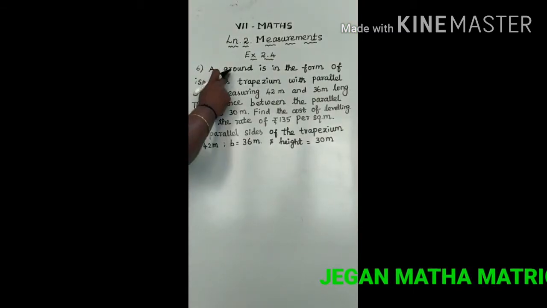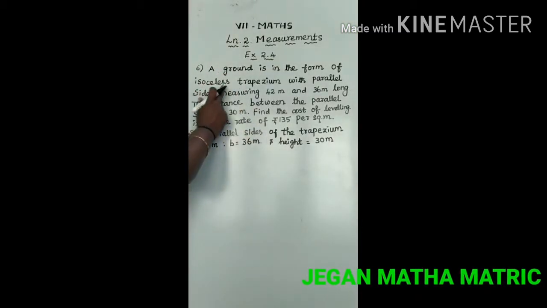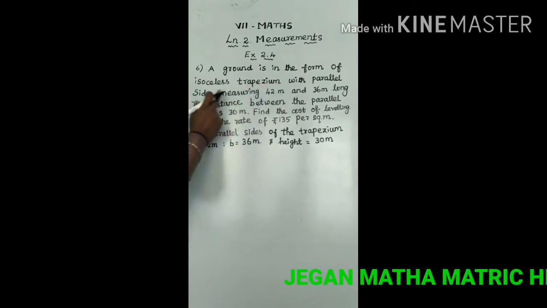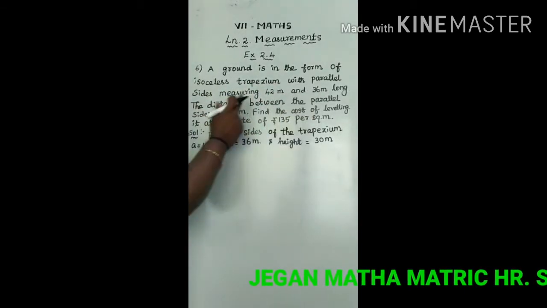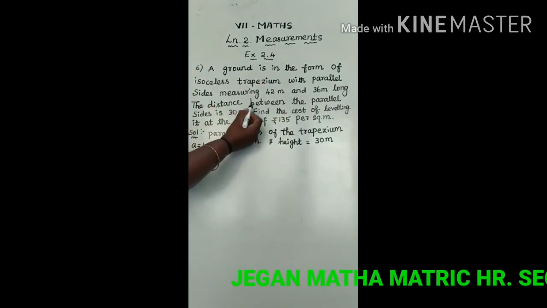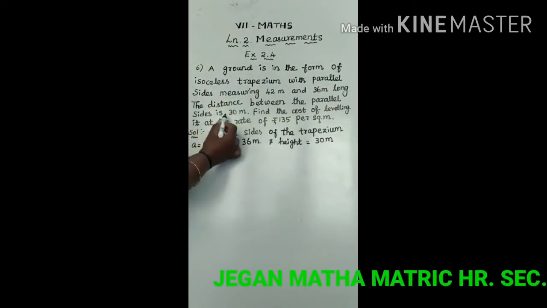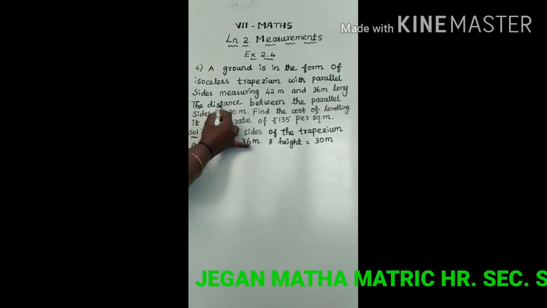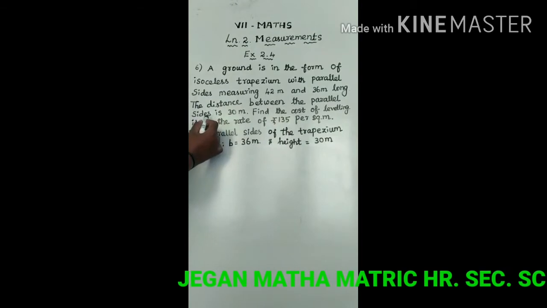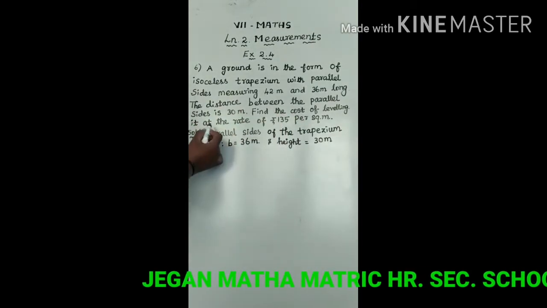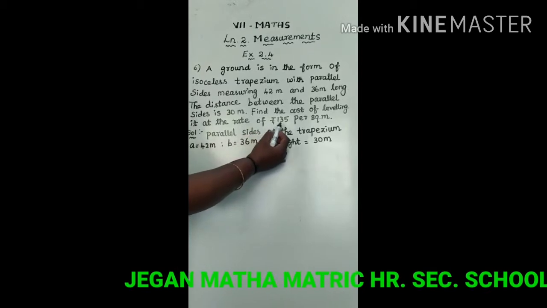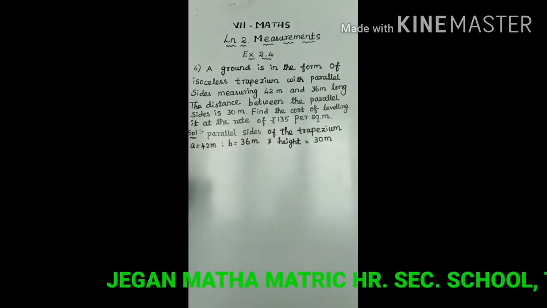6th one: a ground is in the form of an isosceles trapezium with parallel sides measuring 42 meter and 36 meter long. The distance between the parallel sides is 30 meter. The distance between the parallel sides, we already know, is the height. So find the cost of leveling it at the rate of rupees 135 per square meter.